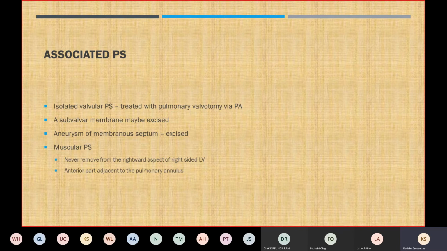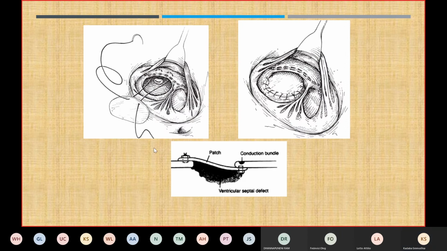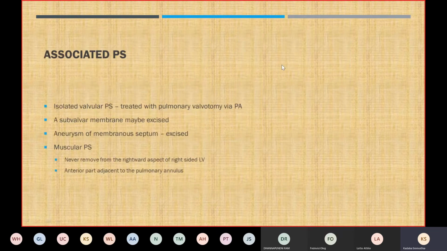the muscle bundle. Now, we need to be more careful when we are embarking on surgeries where we are excising the muscle bundle. Never remove the rightward aspect on the right side of the left ventricle. The left ventricle we can see here, this is the place where the pulmonary stenosis will happen. And if we are overzealously excising the muscle bundle at this point, then we are liable to damage the ventricular septal bundle that crosses close to the pulmonary muscle bundle that runs over there.